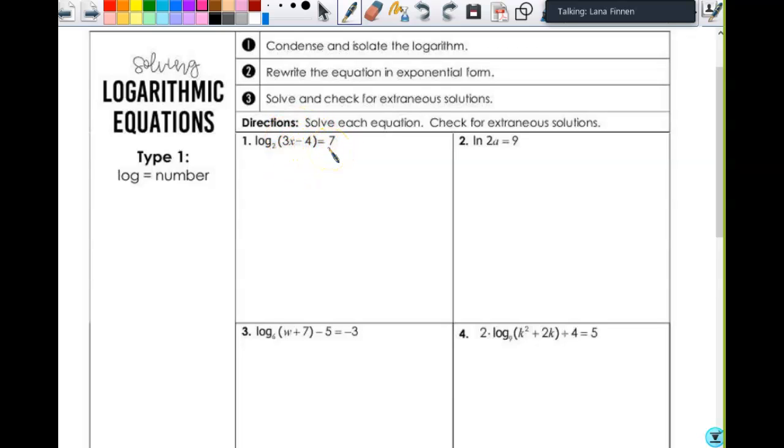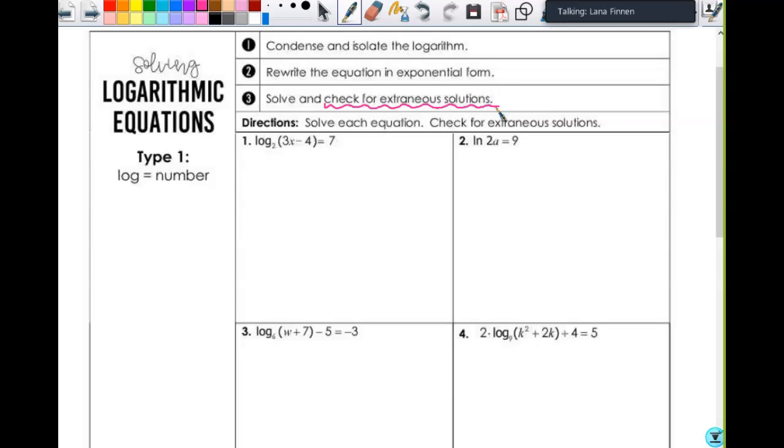But if you look at number 4, I would need to condense this part and isolate it, so I'd have to move that. So you've basically got to get just the log all by itself. And then we rewrite it in exponential form, which we know how to do. And then this is the super important part. We solve and check for extraneous solutions.